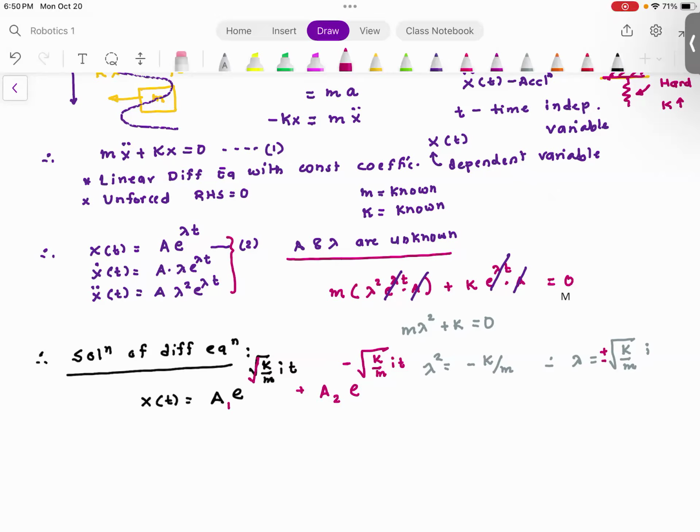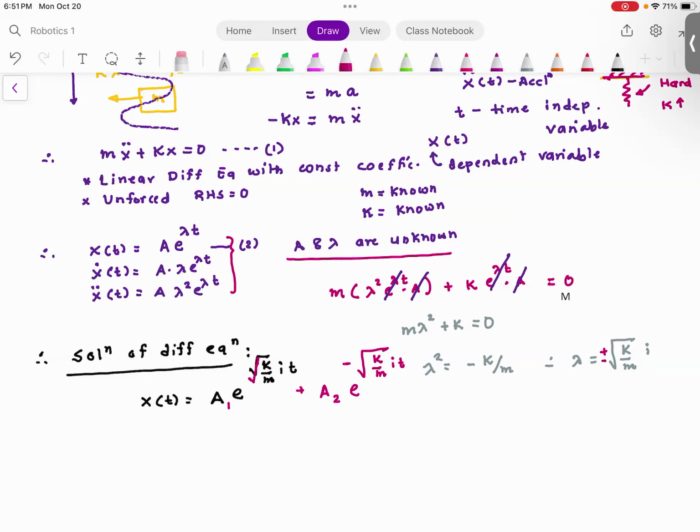So A1 and A2 are the constants of integration, which means A1 and A2 depend upon the displacement and velocity when time t is equal to 0. So what you need to do to find the value of A1 and A2 is to solve something called the initial value problem. It means: what is the value of displacement, and what is the value of velocity, when time t is equal to 0. Everyone understood this?